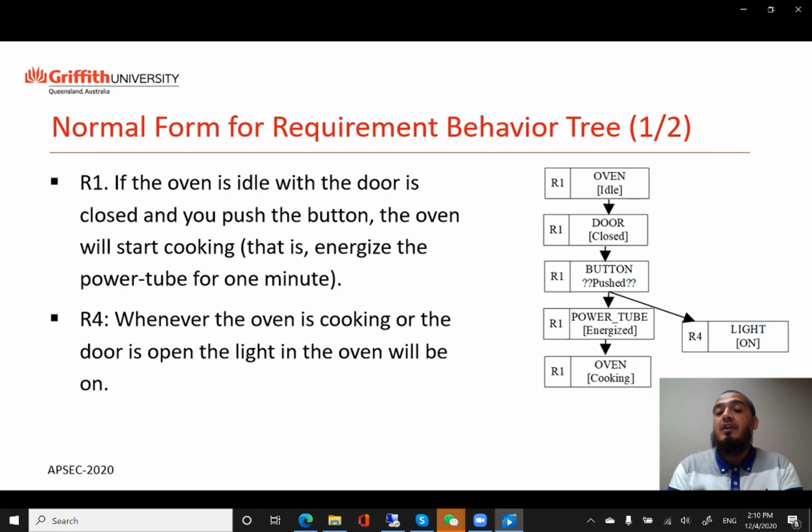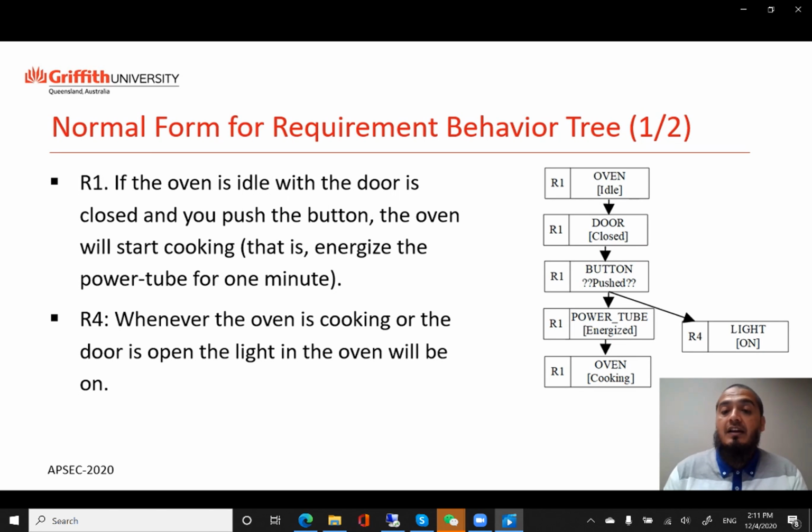This phenomenon is correctly abided by in the first requirement R1, but in requirement R4 this phenomenon is violated. You can see that only the postcondition is mentioned, but the precondition is not mentioned in detail, and the event is completely missing. Why am I saying that the precondition is not mentioned correctly? The reason is, if you see, the precondition is in two contexts. Whenever the oven is cooking or the door is open, it means the precondition can be the oven is cooking, or it can be the door is open. And then the postcondition is the light in the oven will be on. So this is the first problem: the precondition is not correctly defined.